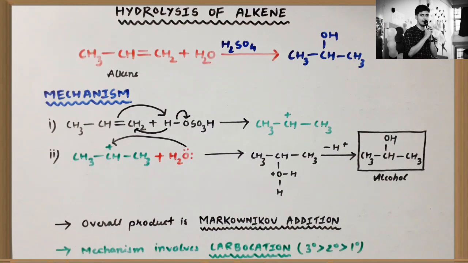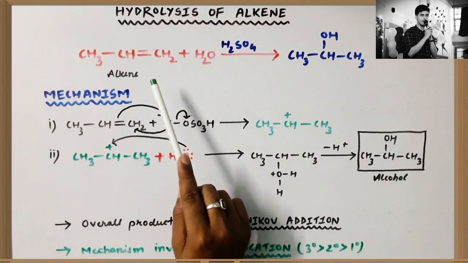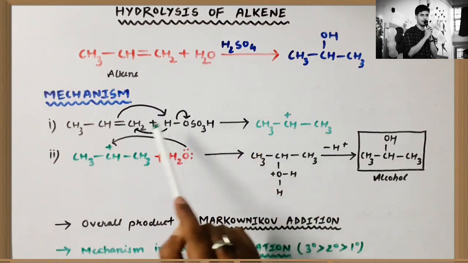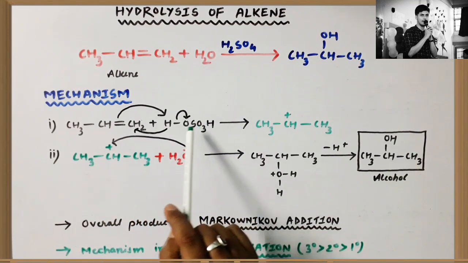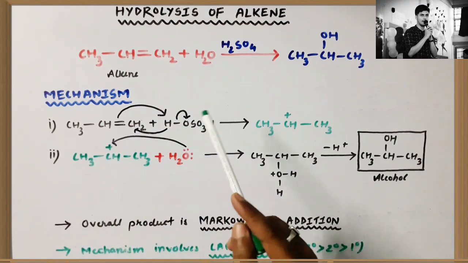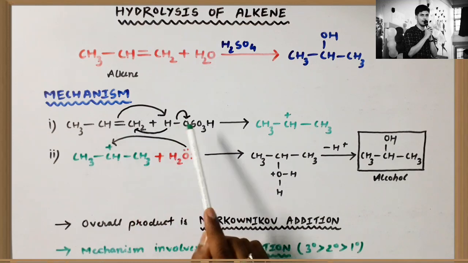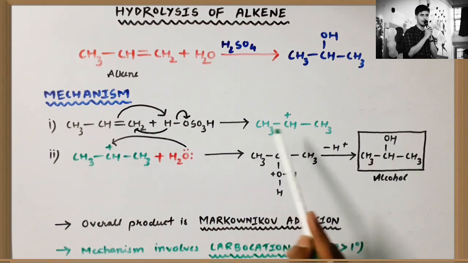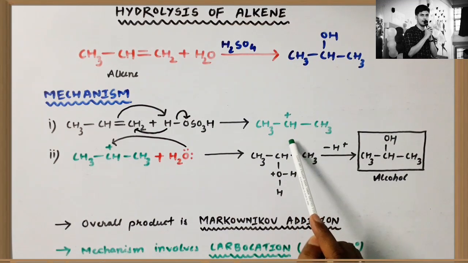Now if we consider the mechanism, it's a two-step process basically. In the first step, alkene will react with the acid. Here you can see this alkene is reacting with the H2SO4. Here I am writing H2SO4 as HO-SO3H so that we can easily visualize the reaction pathway. After this reaction we'll get a carbocation. Here you can see this is a 2-degree carbocation.